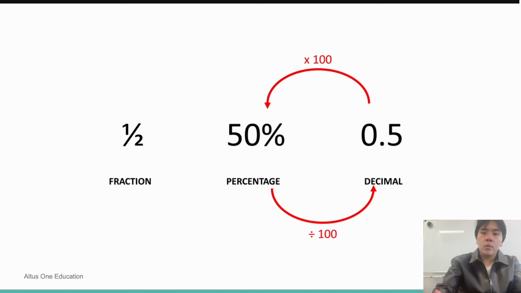We also need to be able to understand the relationship between percentages, decimals, and fractions. Fractions and decimals can be easily converted, whilst decimals and percentages can be converted as shown here. A percentage must be divided by 100 to become a decimal, whilst a decimal must be multiplied by 100 to become a percentage.